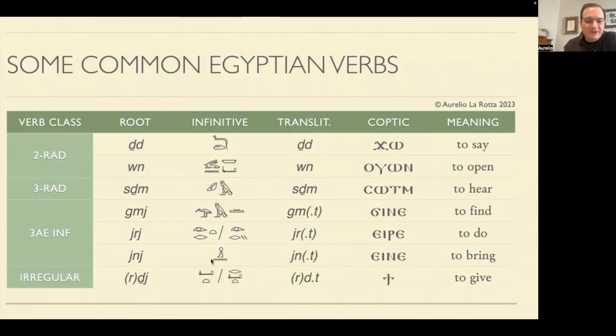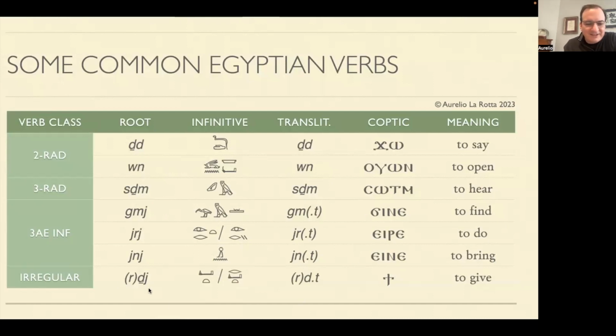The next common one from the same class, also a three radical verb but with a weak third one, is ine. And again, the T is normally not written, unless maybe something comes after, I would have to double check. You just spell that with this little nu jar on top of walking legs. And that stands for in, plus a phonetic complement, an N line at the bottom. So that gives you ine. Ine in Coptic, nothing changes. It still means to bring.